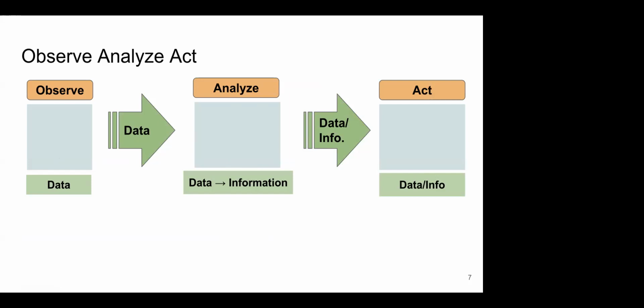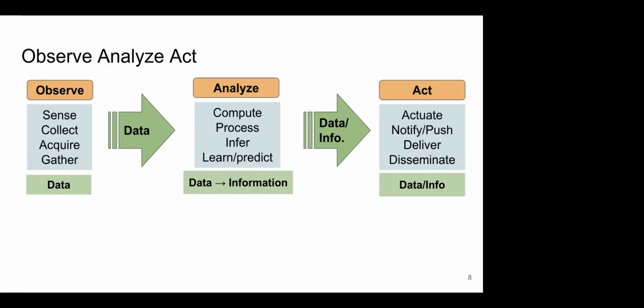We can put some other verb for the same operation. Observe can mean sense, collect, acquire, gather. So these are the different terms that we can use in place of observe. The same way, when we say analyze, we can say compute, process, infer, learn, predict, all these different verbs that can replace analyze in some meaningful, interesting way.